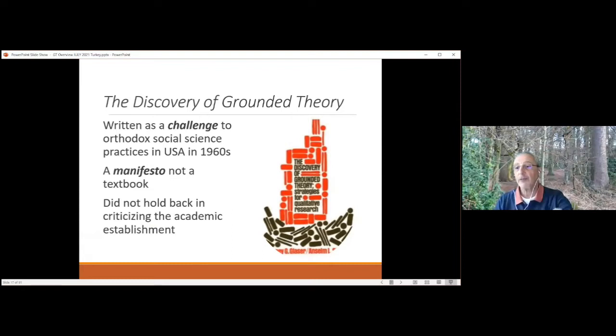Okay. So Discovery of Grounded Theory, which as you saw comes between Awareness, the first of their grounded theories, and Time for Dying, based on the same data but a second theory, comes in 67, and it was a challenge to their peers in the academic world. It was really a manifesto. And if you look at Discovery of Grounded Theory, you'll see in several places they're quite rude about some of the key figures in American social science at the time, including Merton, who had been Glaser's supervisor, although they clearly didn't have a very close relationship, and a few other people they're critical of. Although they do also use Merton's work in another way, as we'll see later on.